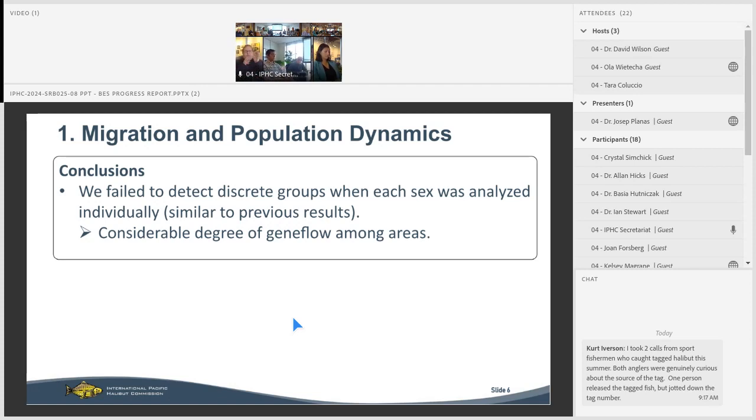It seems to be a pretty straightforward story. And it could be maybe more powerful as a small letter or short communication, like Conservation Letters or a Fisheries short paper.